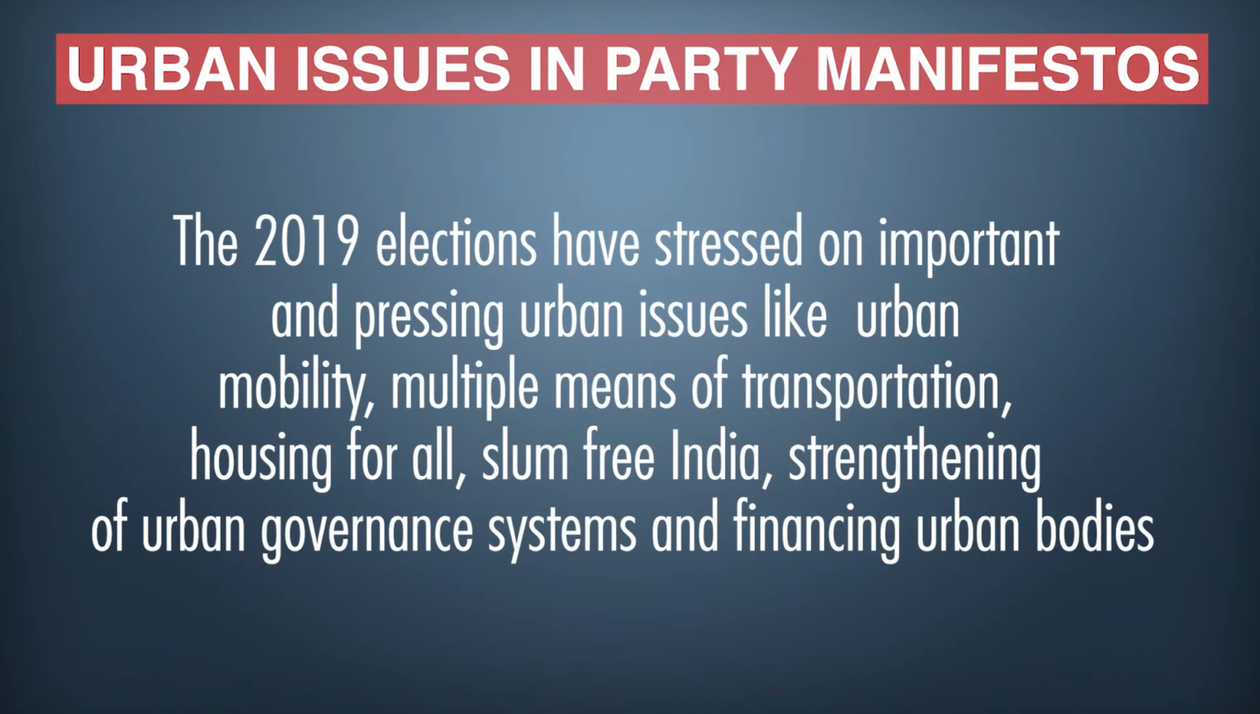Thus, the 2019 elections as well as the 2014 Lok Sabha elections emphasized key pressing urban problems like urban mobility, multiple modes of transportation, housing for all, slum-free India, and strengthening the urban governance system and the financing mechanism of the urban bodies. Now, based on the urban issues reflected in the party manifestos, it is interesting to note how people voted and responded to these electoral gimmicks.